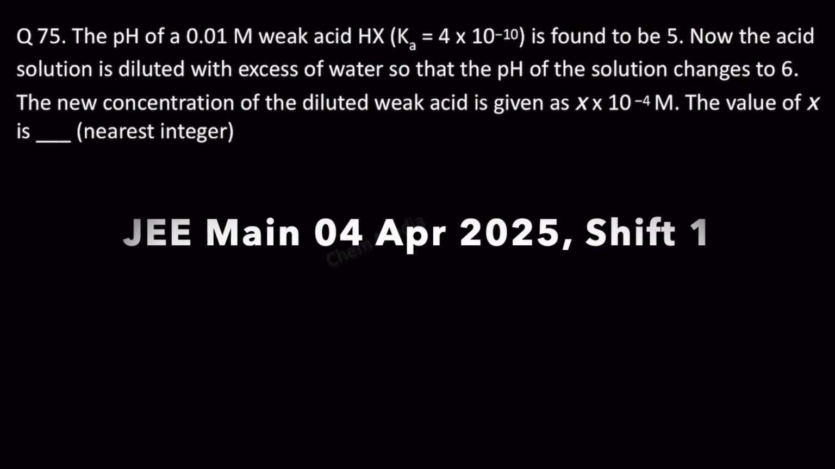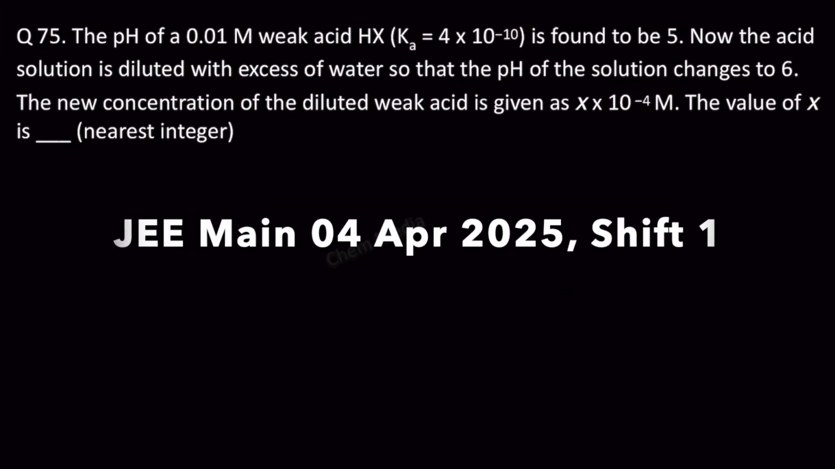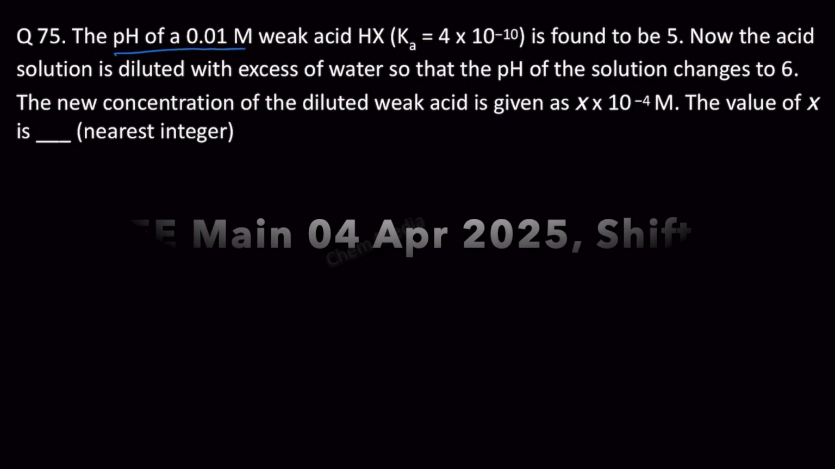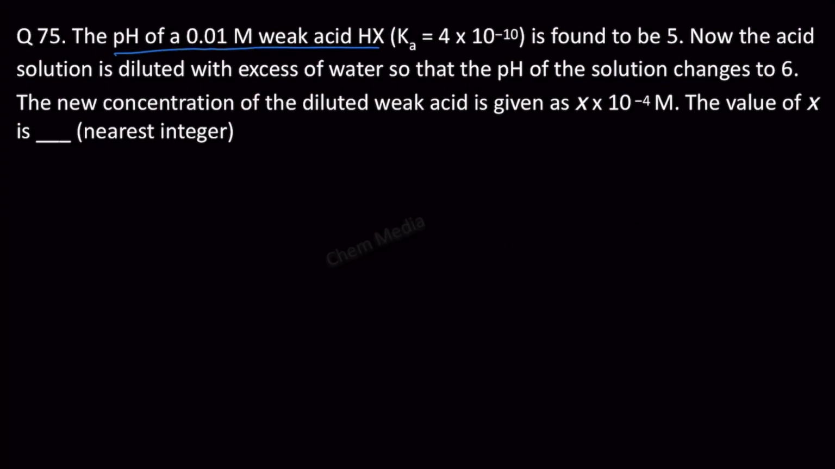Here is a question based on Ostwald's dilution law. The pH of a 0.01 molar weak acid HX with a dissociation constant 4 times 10 to the power minus 10 is found to be 5. Now the acid solution is diluted with an excess amount of water so that the pH of the solution changes to 6. The new concentration of the diluted weak acid is given as x times 10 to the power minus 4 molar. What is the value of x? We need to find out the nearest integer.